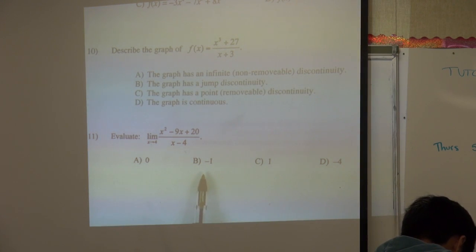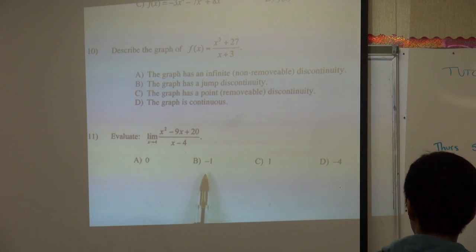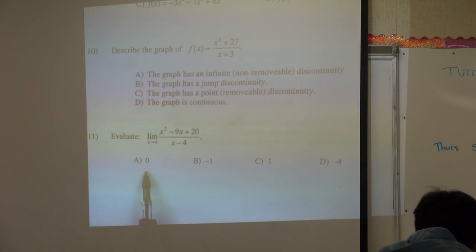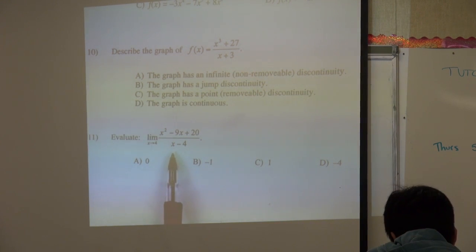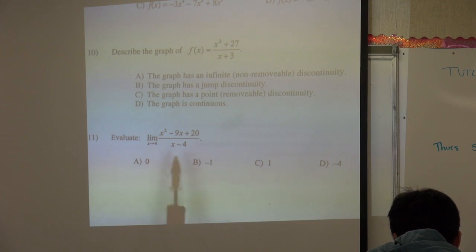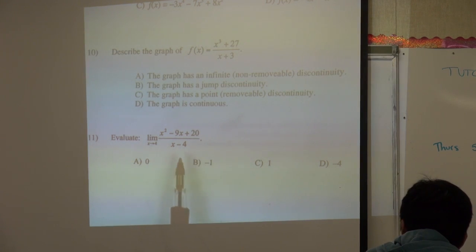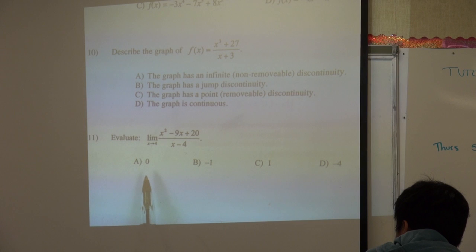64% of you chose B, but 32% of you chose A, and you made the same mistake. You got 0 in the denominator, and you said that when you divide by 0, you get 0. Stop doing that.